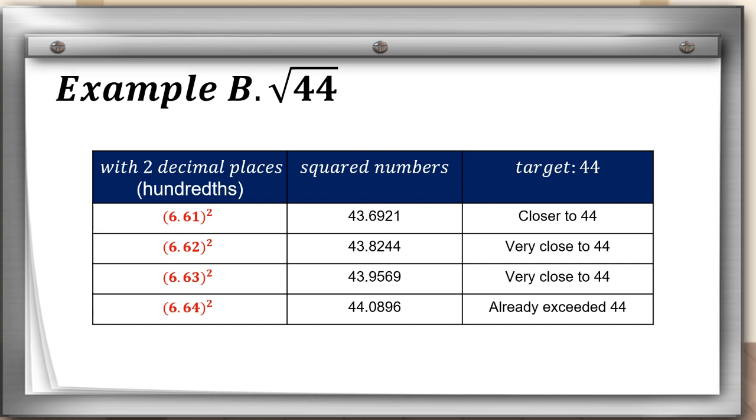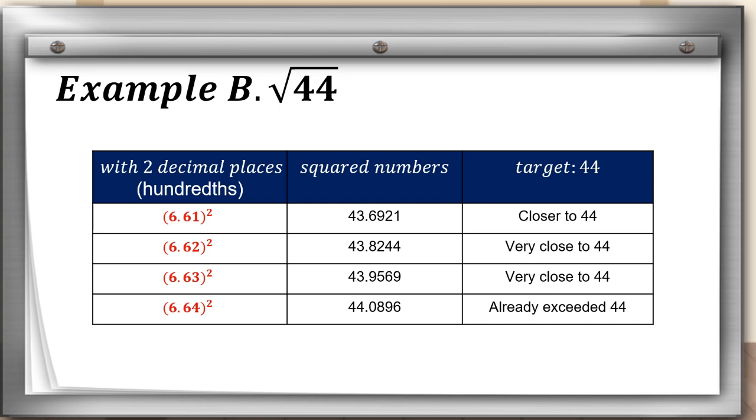Next, 6.62 squared, which is 43.8244, which is very close to 44. 6.63 squared, which is 43.9569, again, very close to 44. And lastly, 6.64 squared, which is 44.0896, which already exceeded 44.